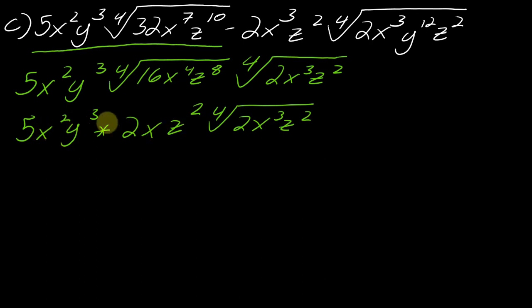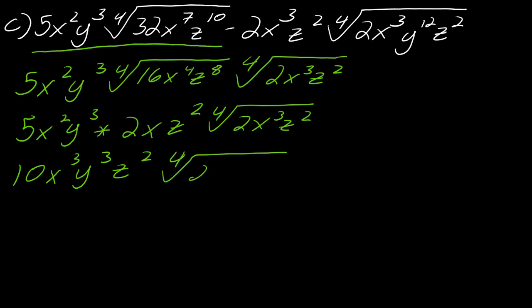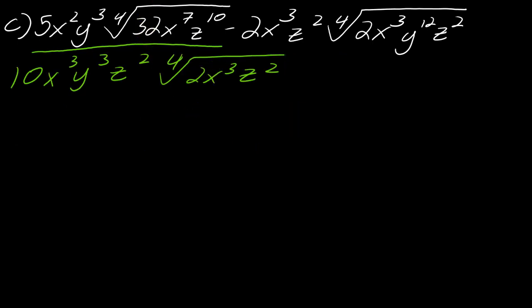Okay. So now I'm going to multiply this part together. So this is 10x cubed y cubed z squared times the 4th root of 2x cubed z squared. All right, so now I want to clear some room for myself, so I'm going to move this part of the answer up here, and then we'll press on. Okay, so there is my first answer.